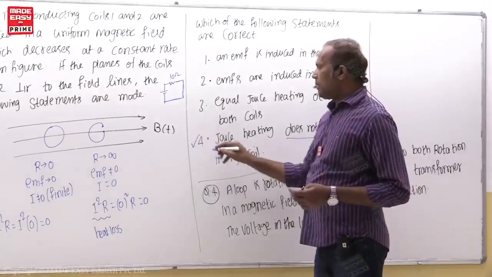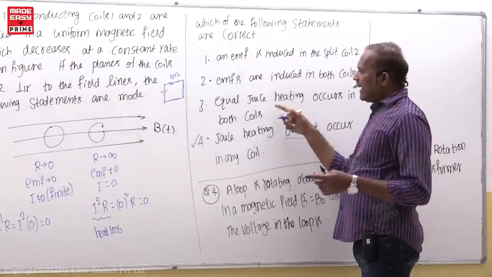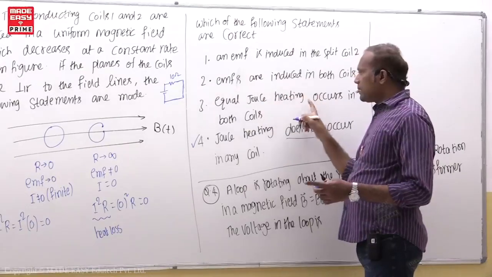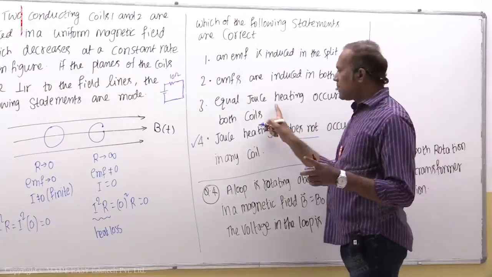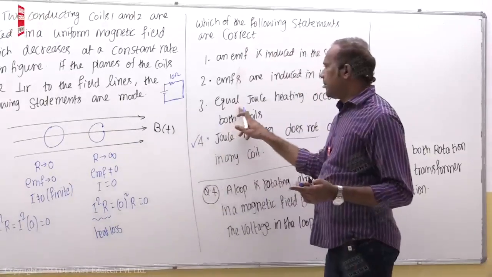This is the correct statement. Equal Joule heating occurs in both coils means he is saying heat is there. He is saying Joule heating occurs means heat is there, but that is a wrong statement. There is no heat here. So this is a wrong statement.